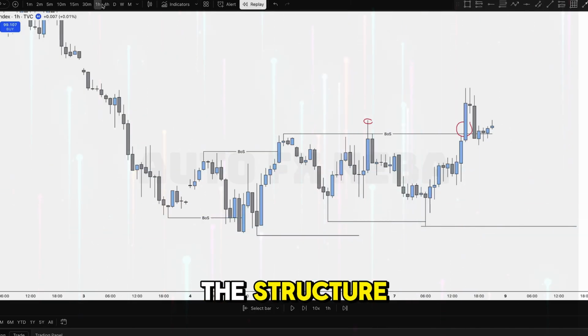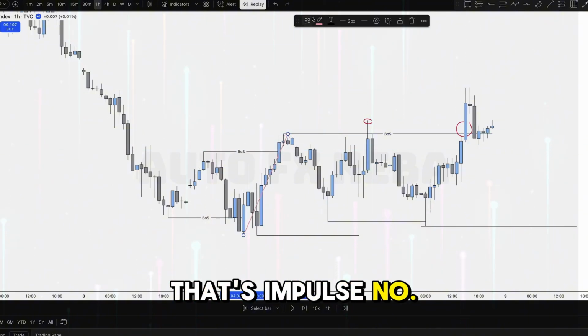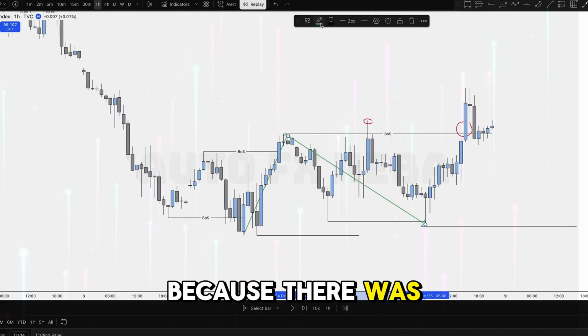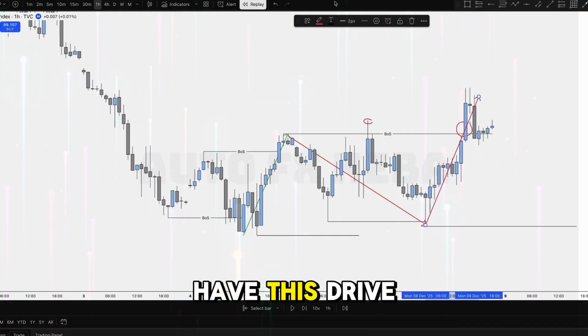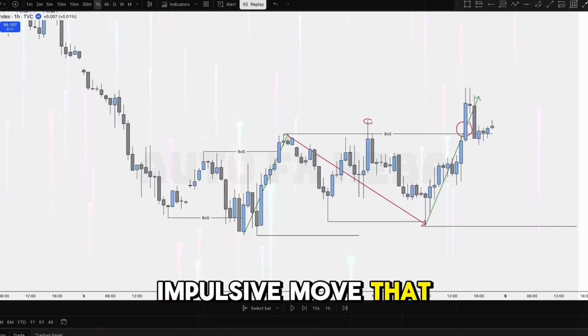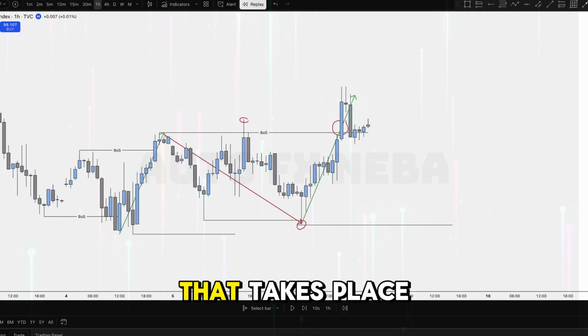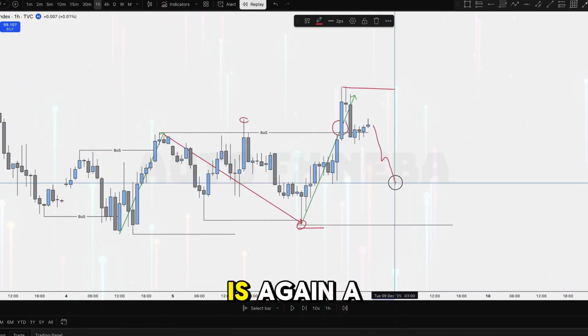So to break this structure down from impulse correction, we have the low to the high, that's impulse number 1. Then we have this entire phase is simply corrective because there was no closures above or below the impulsive range. And then we have this drive up, which is our impulsive move. That sets this area here as our higher low. And now anything that takes place basically below this high, above this low, is again a corrective.